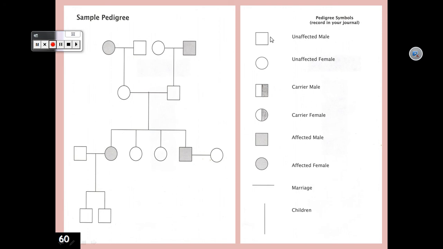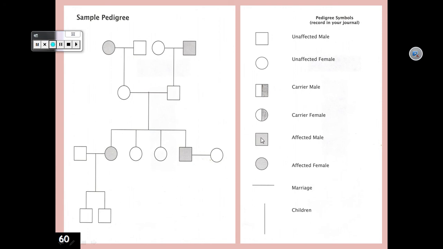Alright, so the first one is the difference between a male and female. A male is represented by a square and a female is represented by a circle. If you have a half shaded square, it means that male is a carrier, but they're not showing the trait. So this would mean that the person would be heterozygous, so it would be one big letter, one little letter. Same thing with the carrier female. It would be the same thing, but in a circle. So again, a big letter and a small letter.